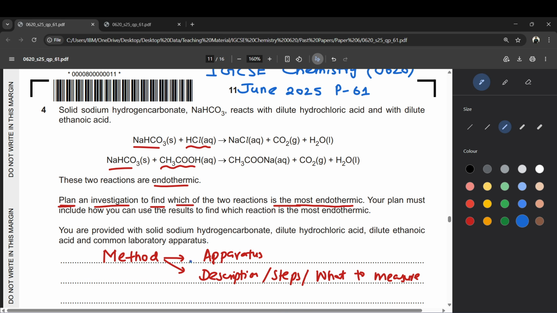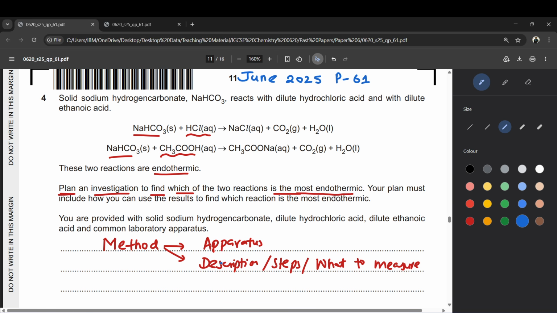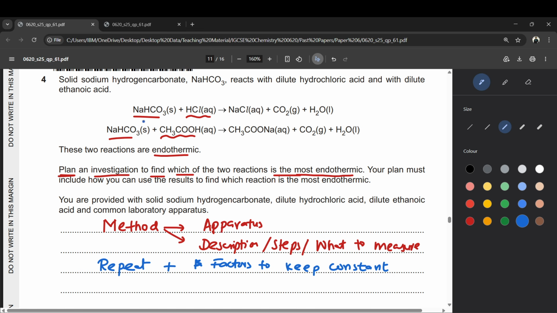Number two, once you have listed down the apparatus and the description, the second part will be to repeat the experiment plus factors to keep constant. Because if I want to make sure that my experiments are fair because I'm going to compare them, then there must be some factors which must be kept constant. So let's take an example. If I'm using sodium hydrogen carbonate and it's in solid form, then the mass of this should be the same in both the reactions, to make sure that it's a fair comparison.